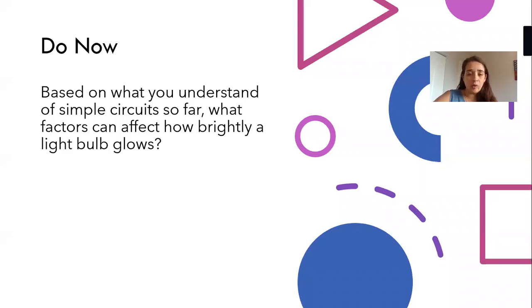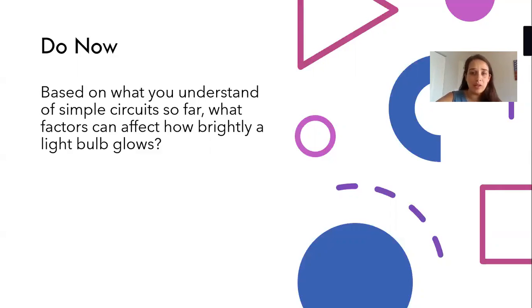So for our do now, in your classwork document, you're going to answer, based on your understanding of simple circuits so far, what factors can affect how brightly a light bulb glows? So we've asked this question already, but we're going to see if we can answer this a little more technically this time. All right, take the next 2 minutes to answer this question. Okay, you can press pause and when you're ready, press play to come back.